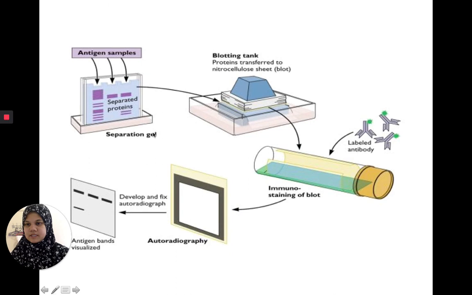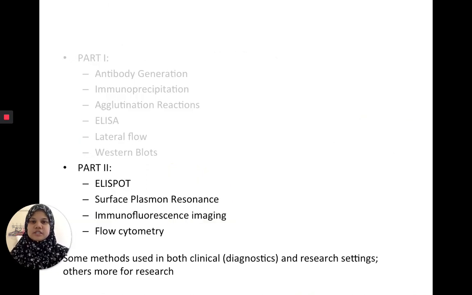These are all different. You can see the variations, how creative people have been in using antibodies and antigens to tell them different things. So in the next lecture, we'll continue with part 2, which is ELISA, surface plasmon resonance, immunofluorescence imaging, flow cytometry, and then we'll do a little recap.